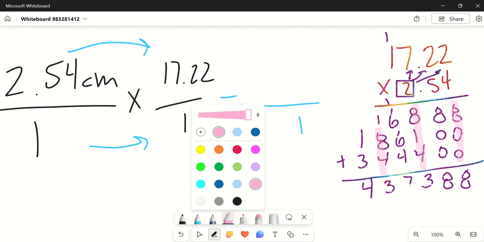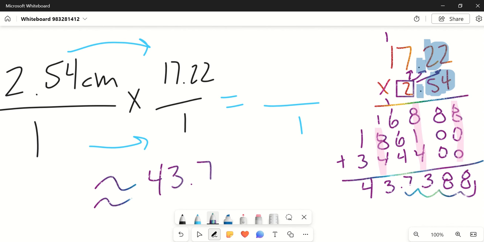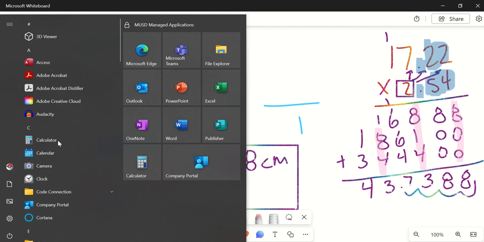Now comes the most important part. How many numbers are after a decimal? There are 4 numbers total, the 22 and the 54, so that would mean 1, 2, 3, 4 jumps. So my answer is approximately 43.7388 centimeters. So 17.22 inches is approximately 43.7388 centimeters. And we're going to double check our answer to make sure we did this correctly.